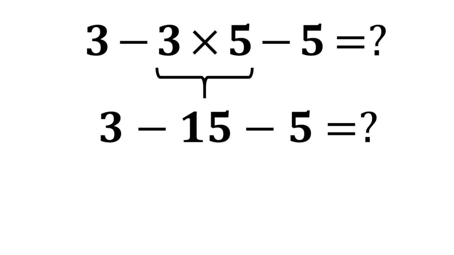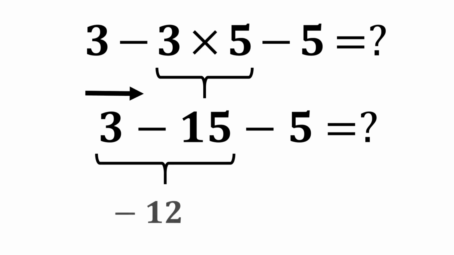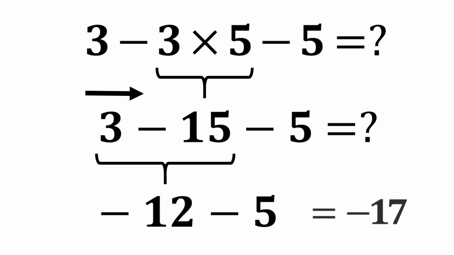Now, we have 2 subtractions. According to PEMDAS, they have equal priority. Therefore, we solve them from left to right. 3 minus 15 equals negative 12. Finally, negative 12 minus 5 equals negative 17, which is our correct answer.